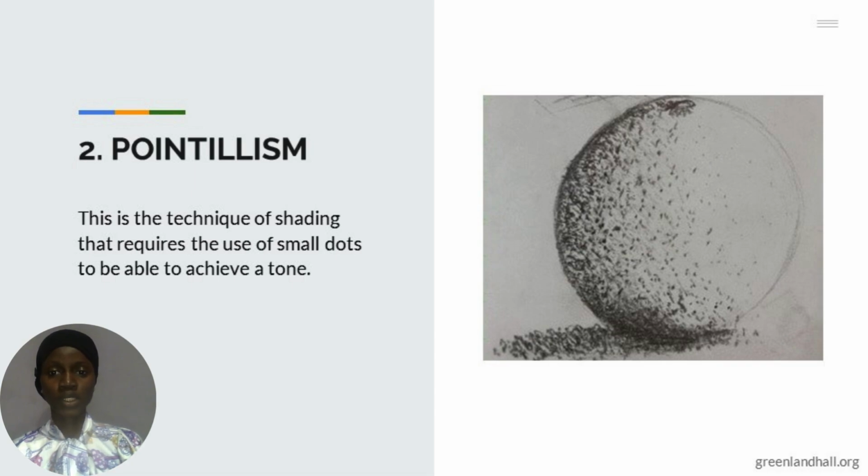Number two, we have pointillism. This technique of shading requires the use of small dots in order to achieve a tone. The process of us using small dots to achieve a tone or a shade is known as pointillism.